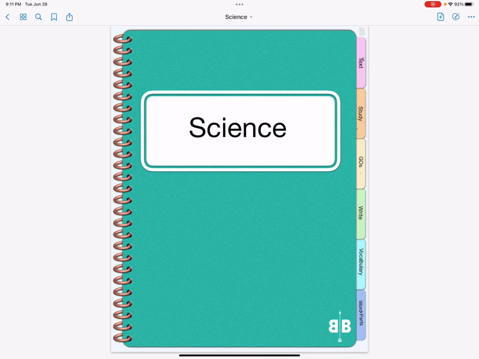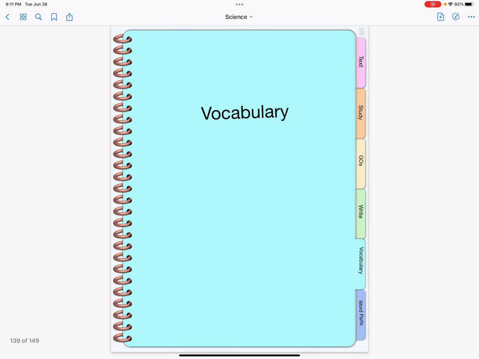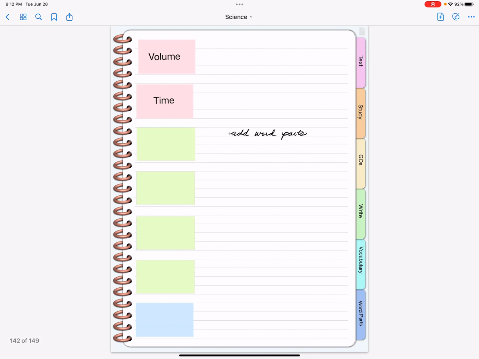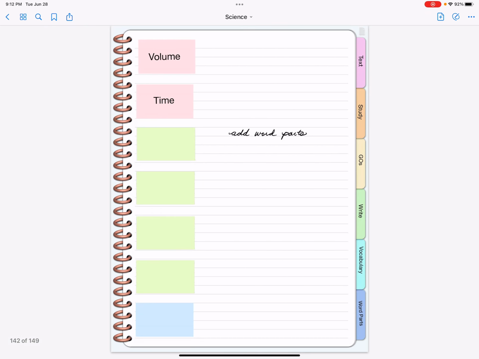In this video, we are looking at the vocabulary section of our notebooks. We're looking at the lesson 1.2 vocabulary, and that is going to start here with the word length. There are 5 of these terms, so if you want to pause the video to make your flashcards, please do. You have length, mass, density, volume, and time.